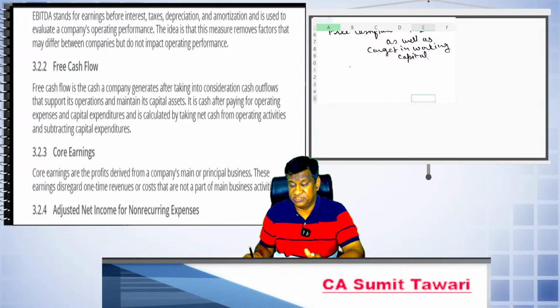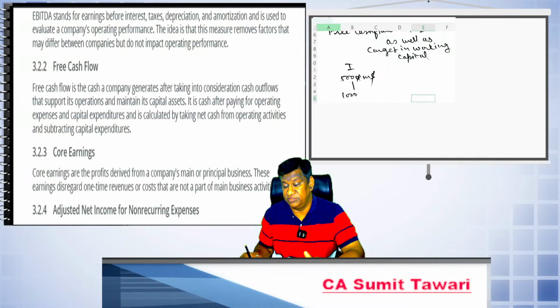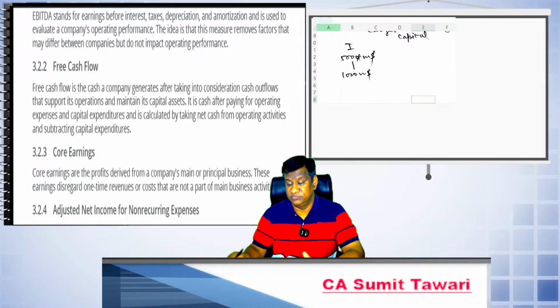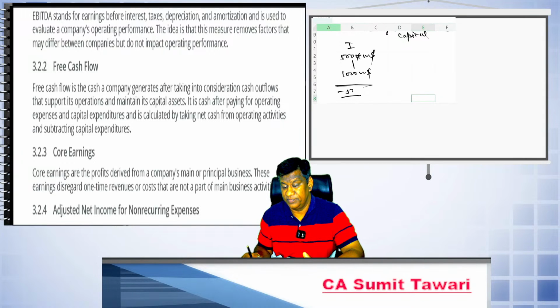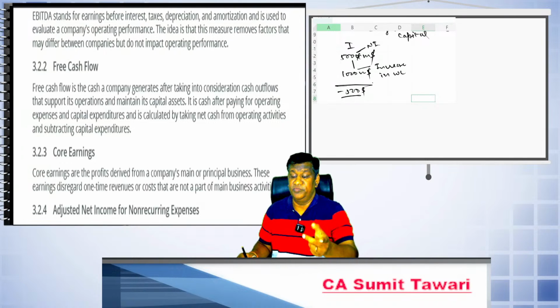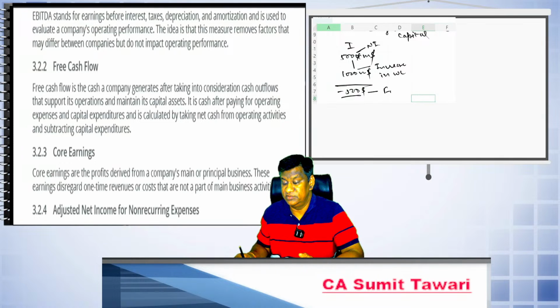Okay, I'm just giving an example. Say in the first year you are able to generate 500 million, and your working capital increased by 1,000 million. So it is basically a negative cash flow. So it is net income, and this is the increase in working capital. So even though you are in profit, you need to approach a financer to get the loan.